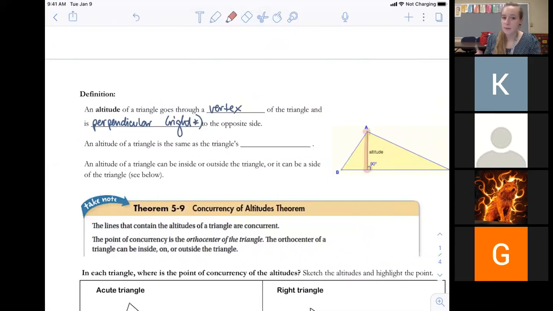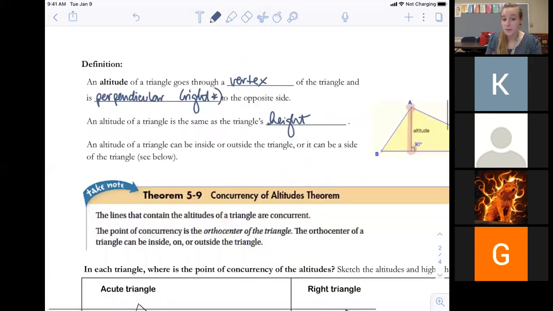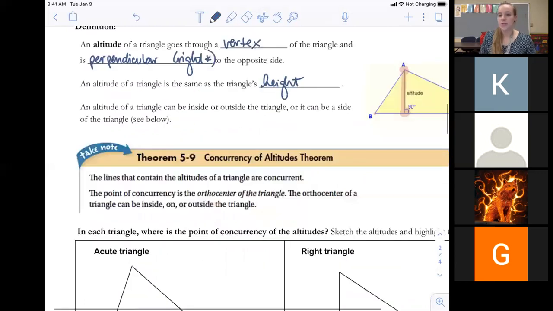Okay, as we talked about yesterday, an altitude is the same thing as a triangle's height. And the altitude can be on the inside or the outside of a triangle, and it could also be a side of a triangle. Now this is different than the median, which is always on the inside. When I draw all three altitudes, they will either be inside the triangle, on the side of the triangle, or outside the triangle. And the point of concurrency when all three altitudes are drawn is called the orthocenter.